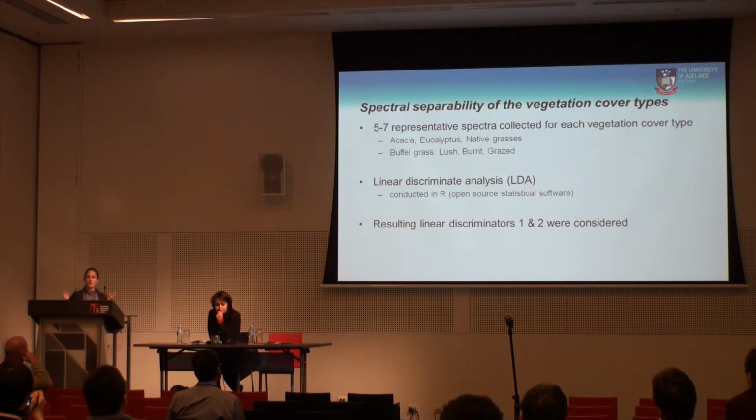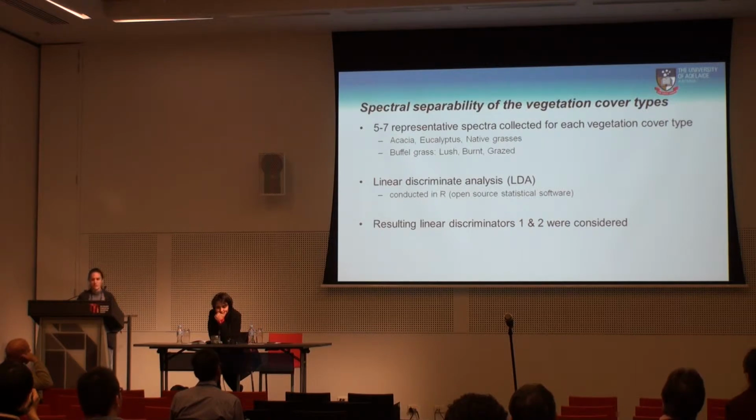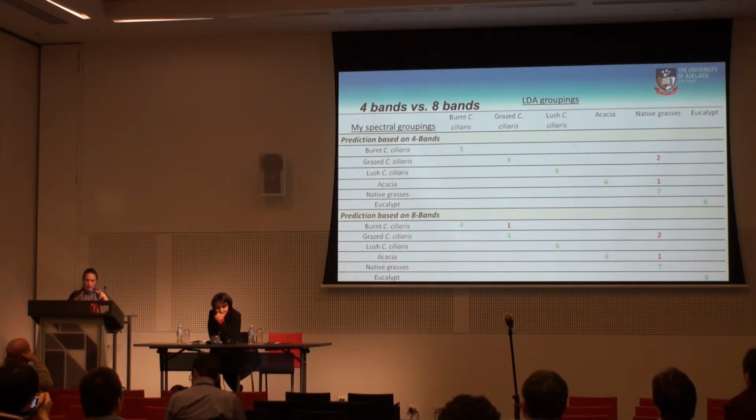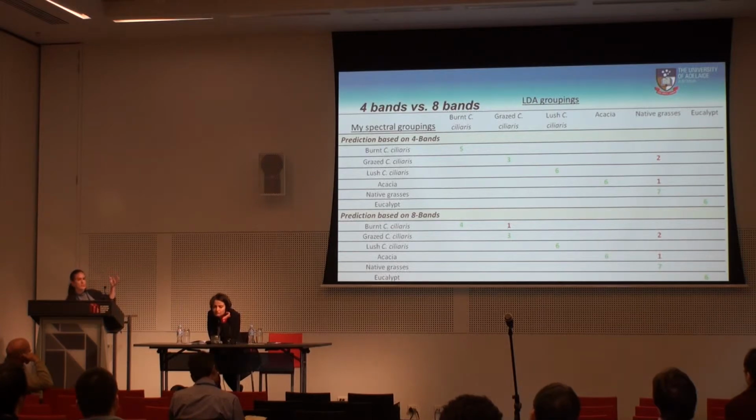So, can we tell the difference between those spectra? I collected 5 to 7 representative spectra for each of those vegetation cover types, and ran a linear discriminant analysis. The first 2 discriminators were considered, and I've summarised the results of that in this table, with my spectral groupings based on my interpretation of the image and my understanding of where it was burnt and grazed and lush, and the groupings as defined by the linear discriminant analysis on the top.